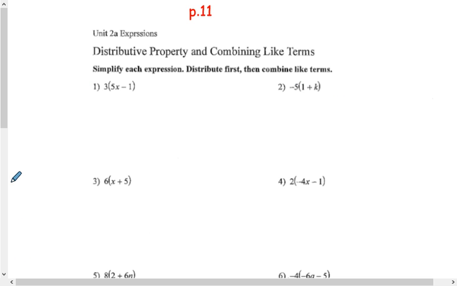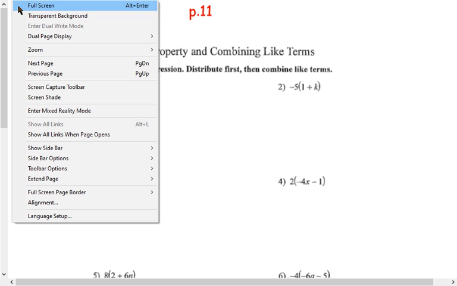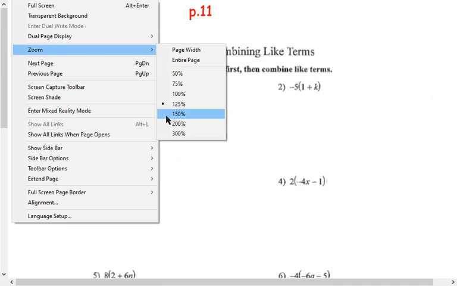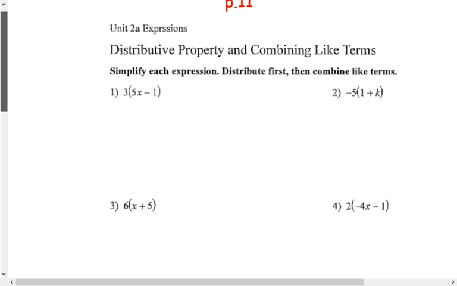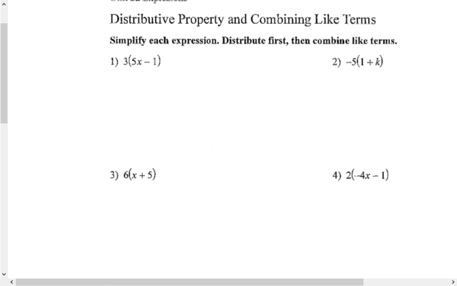All right, let's go to page 11 in your packet, or just copy the problems here from the screen. Go ahead and do numbers 1 to 4, and then I'll work them out, 1 to 4.